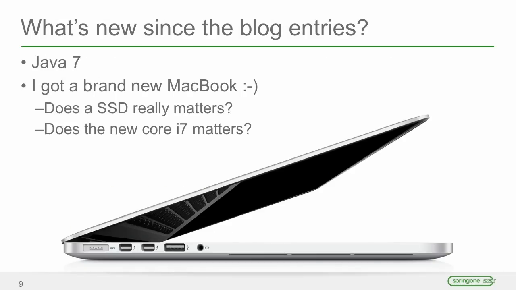For those who have already read the blog entries, there are 2 new things since then. First of all, I switched to Java 7, so maybe it's going to have an impact on the results. And second thing, I've got this brand new MacBook Pro, which is really cool. It's got an SSD, it's got a new Core i7, really, really fast. So maybe it's going to help or not. We'll see if it has an impact on what I did during the blog post or not. And of course, we'll learn maybe something about it.